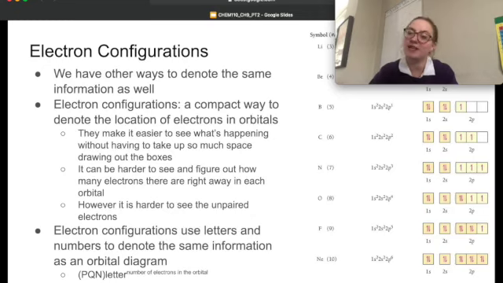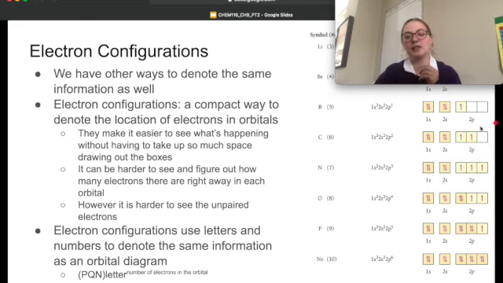Okay, so in the last video, we talked just a little bit about orbital diagrams and how we might write them, but we also have other ways to denote that same information, and one of the ways we're going to talk about is called an electron configuration. Electron configurations are compact ways to denote the location of the electrons in the orbitals.